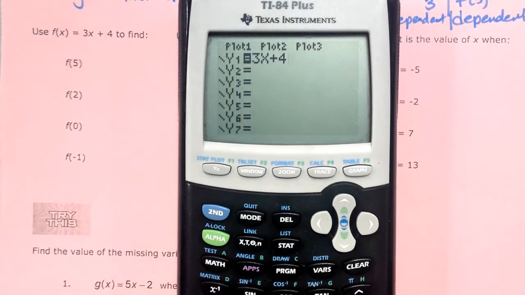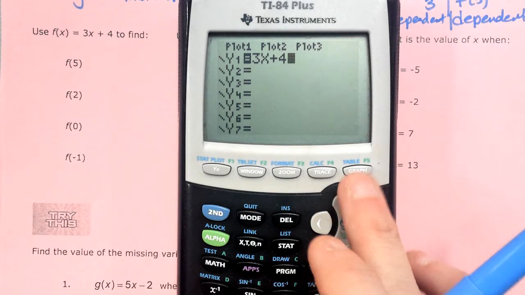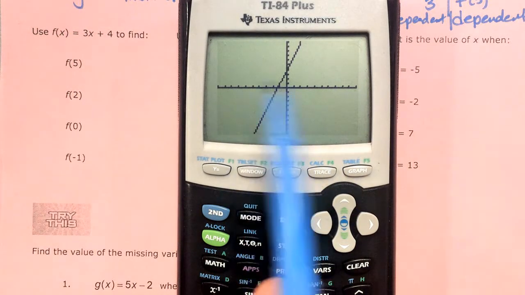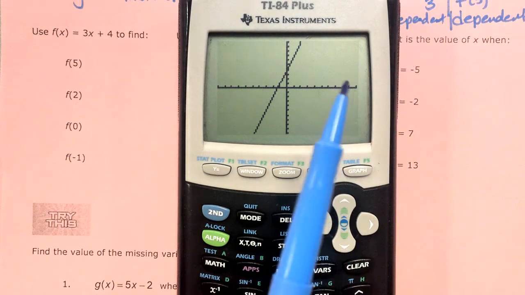Now, there's a couple things I can do with this data. First of all, I can just hit this graph button right here, and it'll show me a graph. The graph has its place. I'm not terribly fond of the graph, and let me tell you why. There are a lot of things I do with the graph, but finding precise values is not one of them.